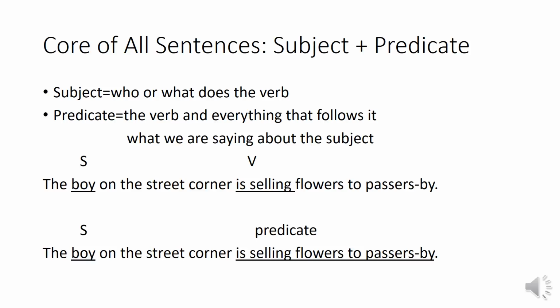Once you find the subject and verb, the predicate is easy to find. The predicate is simply the verb plus everything to the right of it. The predicate is what we're saying about the subject. Is selling flowers to passers-by is what we're saying about the boy.